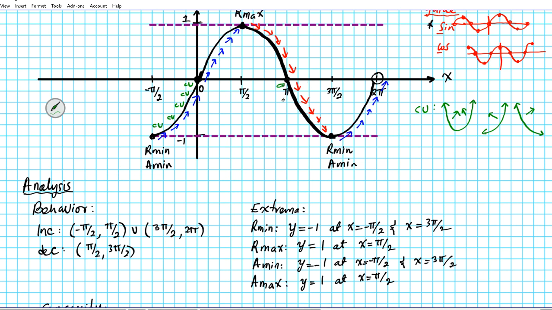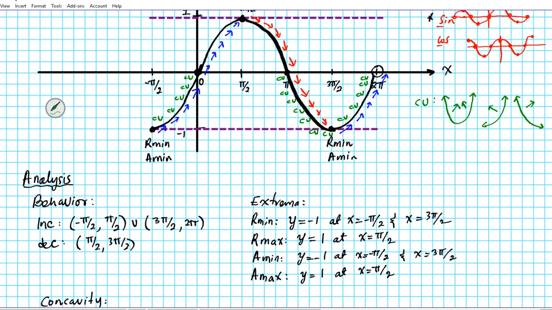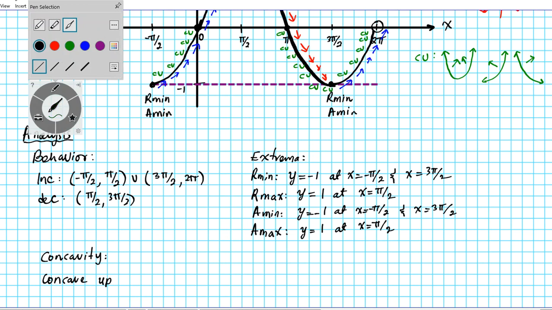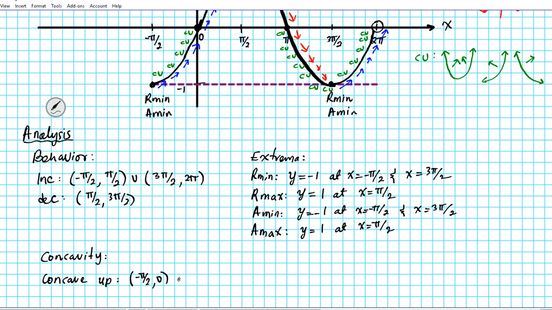So it's concave up through this entire domain, the graph is concave up. All right, so let's go ahead and specify that. It's concave up from where? Let's see. It's concave up from negative pi over 2 to 0. And then where else? From pi all the way to 2 pi.